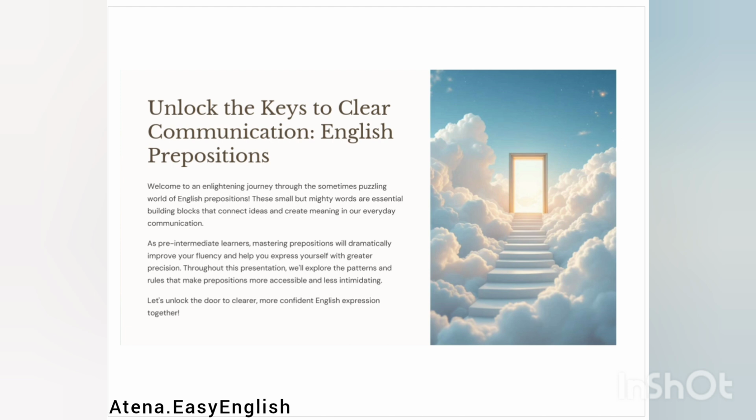Today I want to talk about English prepositions. So I'm sure you know a lot about English prepositions. Can you give me some examples of prepositions in English? Very good. Like at, on, of, for, in, exactly, from, and whatsoever.